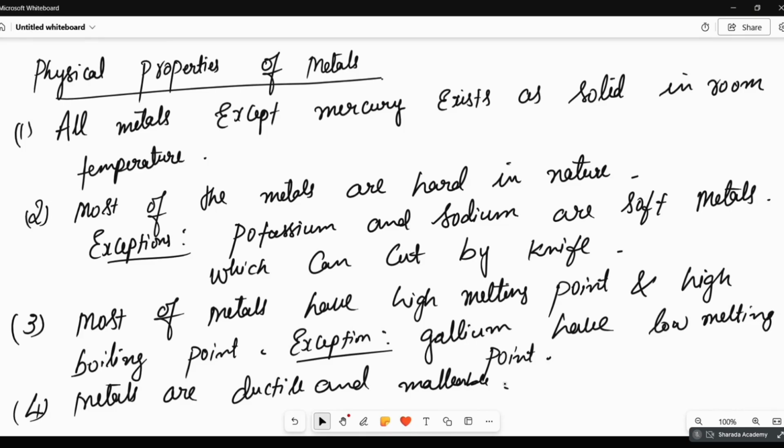Example, aluminium foil is a very thin sheet of aluminium. Why can we make it into aluminium foil? Because it has the property of malleability. And gold and silver have the highest ductility and malleability.